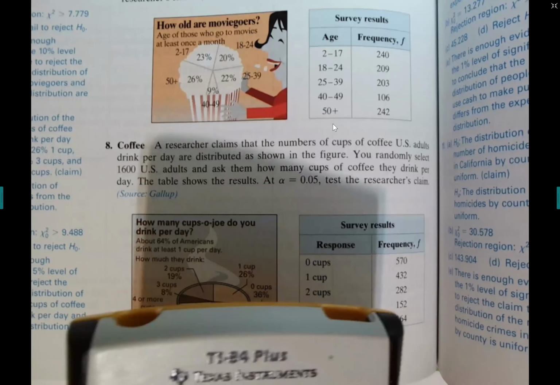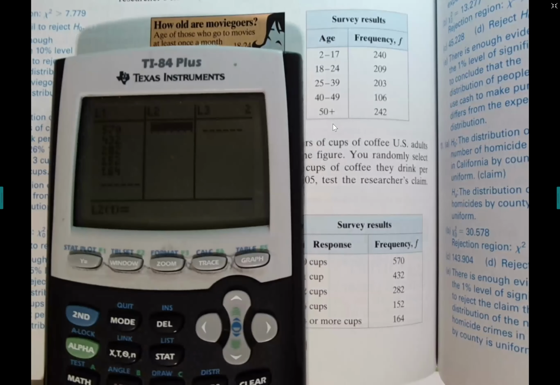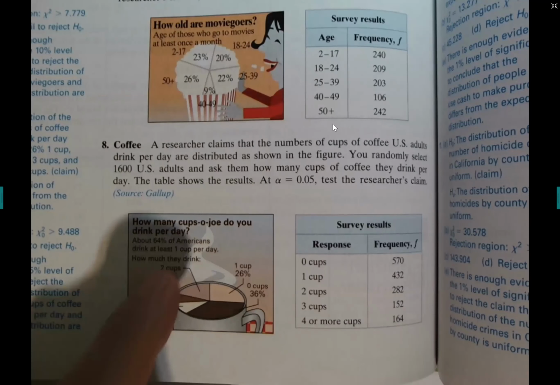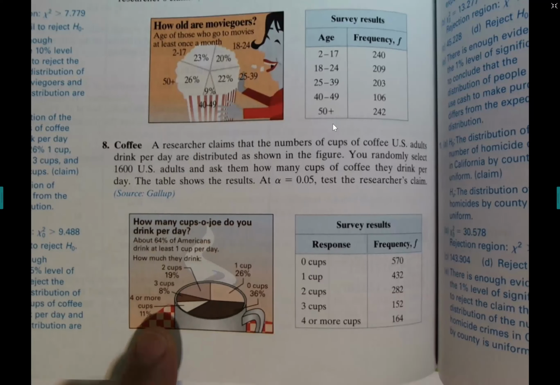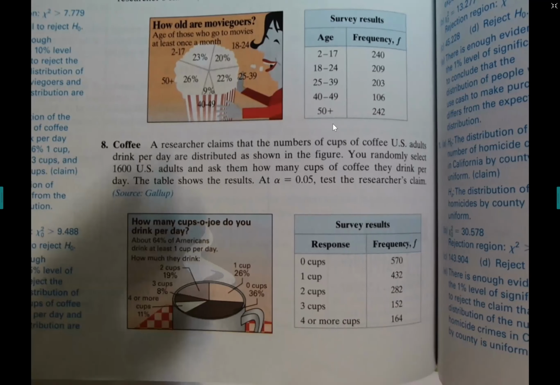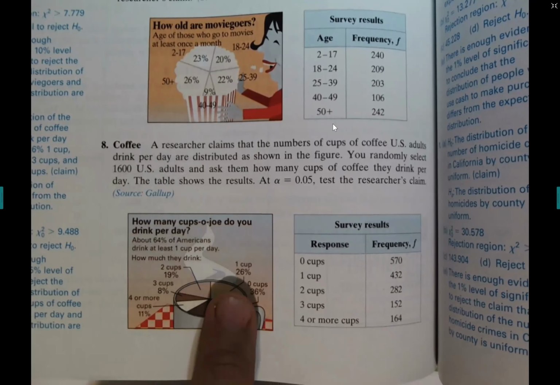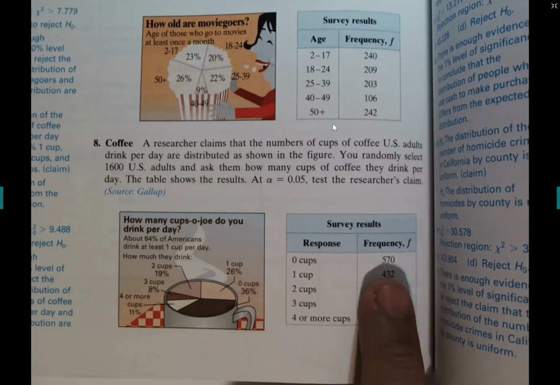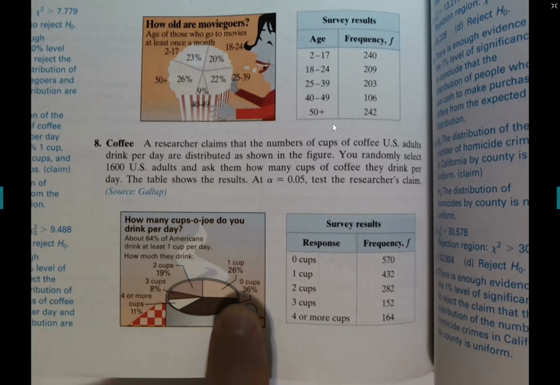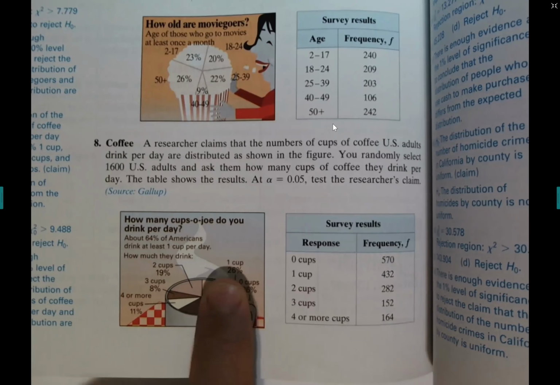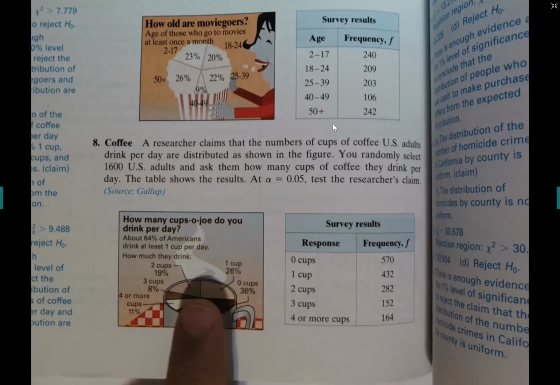So we put the observed values in L1, and I was talking about the expected values. Let me repeat what I said about the expected values. You're definitely going to see a question like this on the next test next week, and on the final exam. So be prepared. Whatever I do with this question, you're going to do on whatever question you get. You take each percent and you start with 0, because the observed value starts with 0 cups, 570. So for the expected values, you do 36% times 1600, 0.36 times 1600, 0.26 times 1600, and so on and so forth until you get all the expected values.